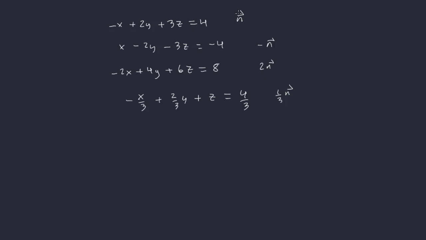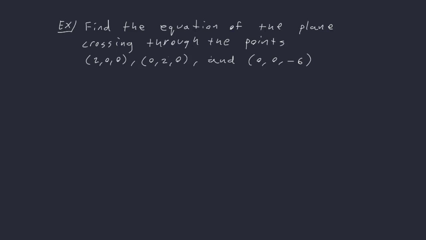Now this comes up more in situations where you aren't given the n, because if you're given the n, you're just going to use it. This comes up in situations where you maybe have to find n yourself. All right, so for example, say we want to find the equation of the plane crossing through these points, (2, 0, 0), (0, 2, 0), and (0, 0, -6). All right, so we can actually plot that fairly quickly. Just the points themselves.